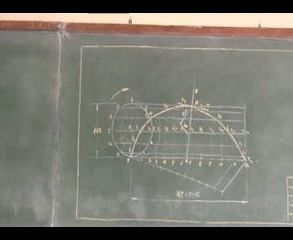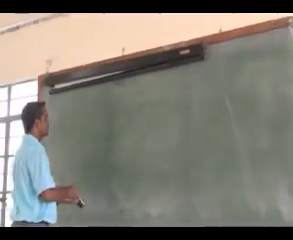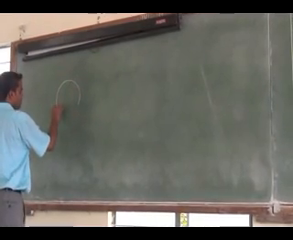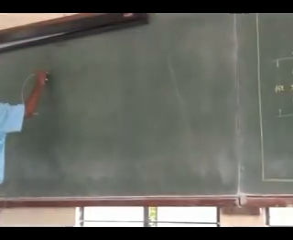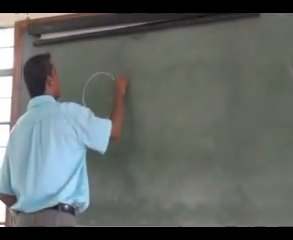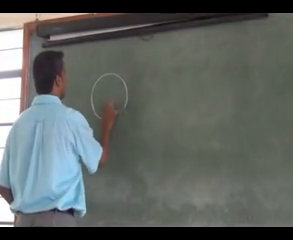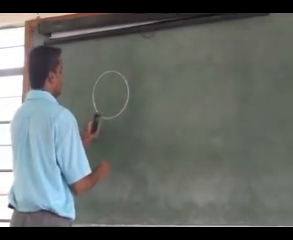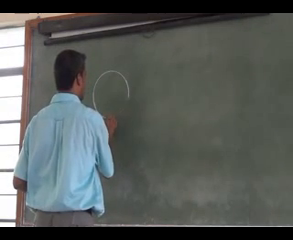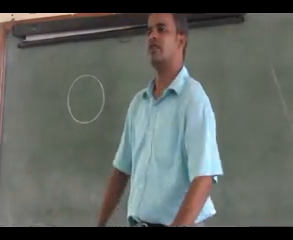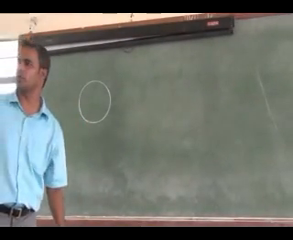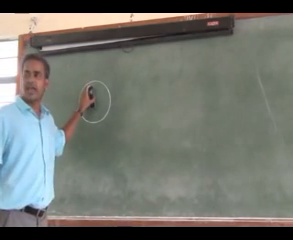The rolling circle diameter is 50 again. If the base circle diameter is 150 mm, then the base circle radius will be 75. Before drawing the base circle, I have to divide this circle.